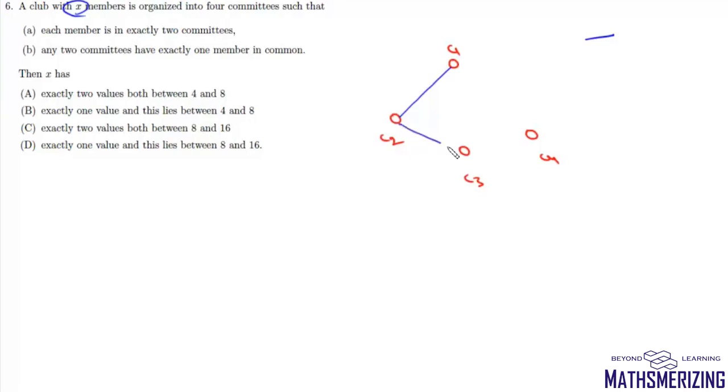So we'll join all these nodes. Now this graph represents our condition that each member is in exactly 2 committees. So each member is connected by 2 nodes, and between 2 nodes there is exactly 1 edge. So that means the total number of X will be 1, 2, 3, 4, 5 and 6. So the value of X is 6.